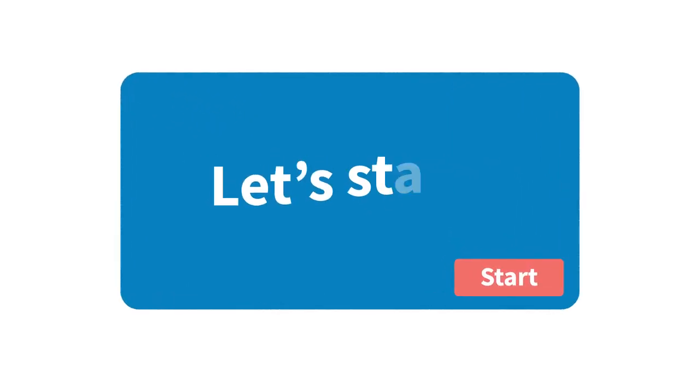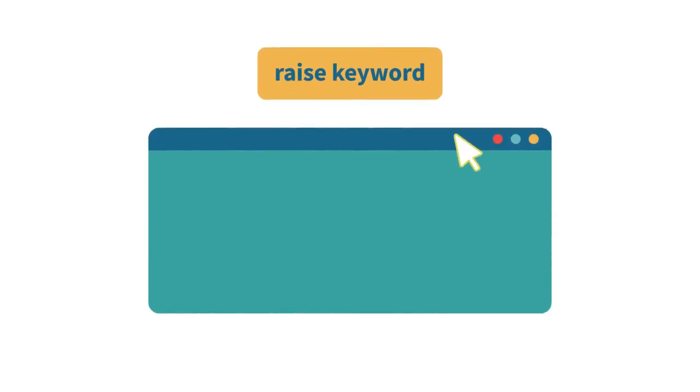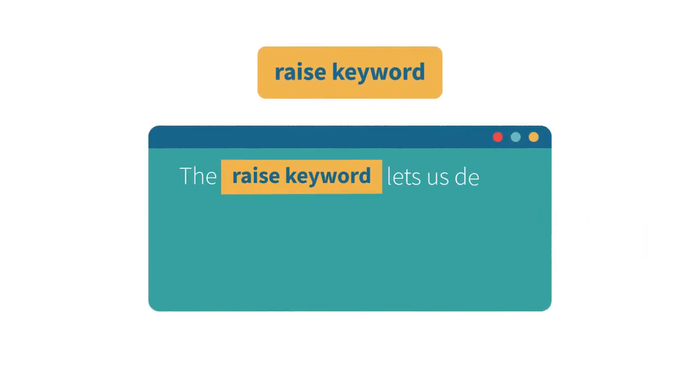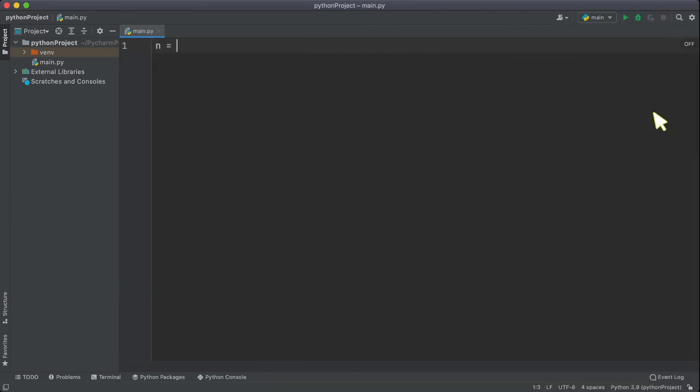Let's talk about some exceptions that we may encounter in our program. Then, we'll learn how to throw and handle them. First, let's use the raise keyword. This keyword lets us throw an exception. This means that we can use it to define the error we'd like to raise and what text will be printed on the console. For example, we don't want any negative values. We can use the raise keyword like so.